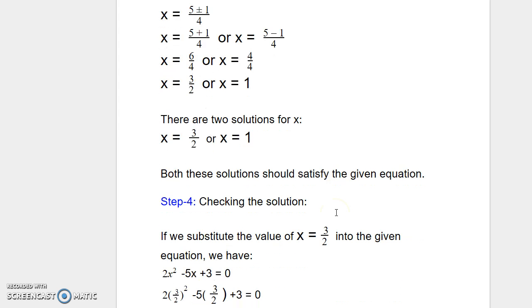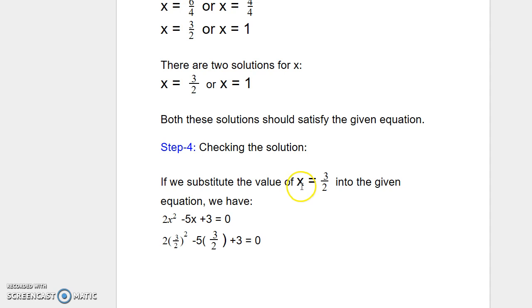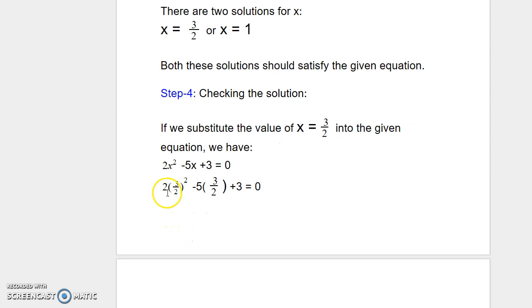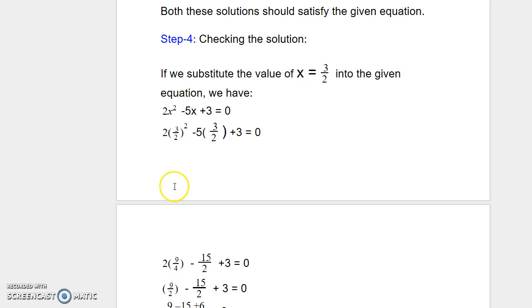These two solutions should satisfy the given equation. So let us substitute one at a time into the given equation and see if they satisfy it. Okay, so let us substitute x equals 3 over 2. The given equation we have is 2x squared minus 5x plus 3 equals 0. So 2 times 3 over 2, the whole thing raised to the power of 2, minus 5 times 3 over 2 plus 3 is equal to 0. So now we're going to simplify it some more.